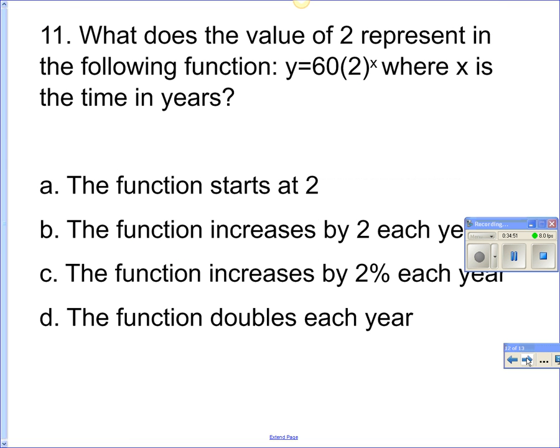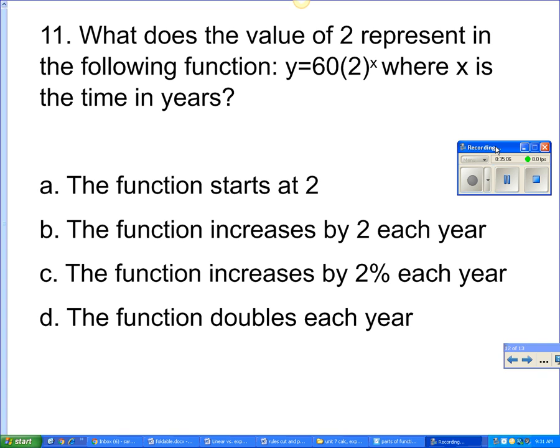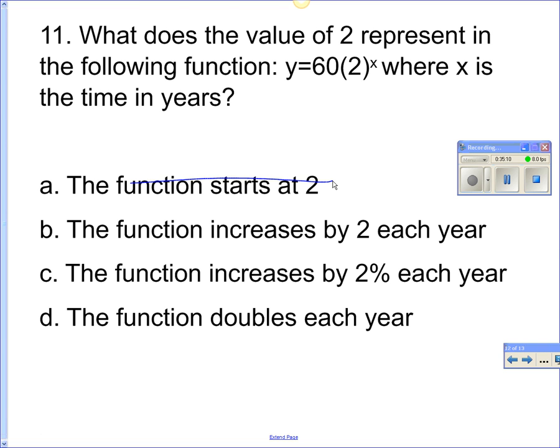And number 11, what does the value of 2 represent in the following function? Y equals 60(2)^x, where x is the time in years. All right, guys, is the 2 my starting value? No. What's my starting value? 60. So you can mark out A. It doesn't start at 2.